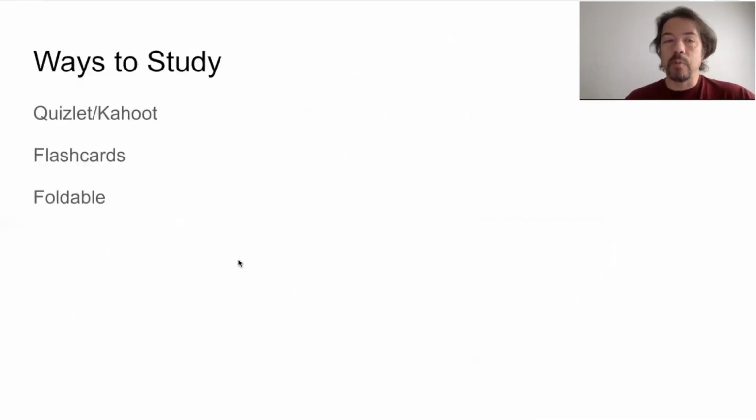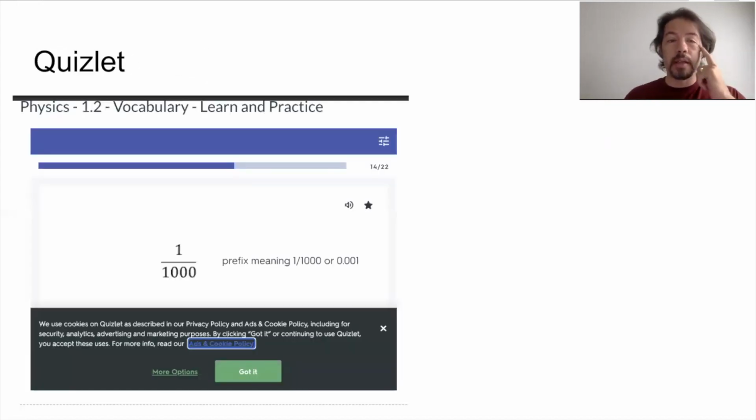Some ways to study. We are going to provide you with a Quizlet, but you are welcome to make your own Kahoot or Quizlet for yourself, because that's one way that I would study, is by actually making the thing. You can make flashcards, or you can make a single piece of paper that you can fold and use to study. To help you do that, here is a picture of the first Quizlet we've made, and you can click through it in Canvas, and it will show you how to do the vocabulary.